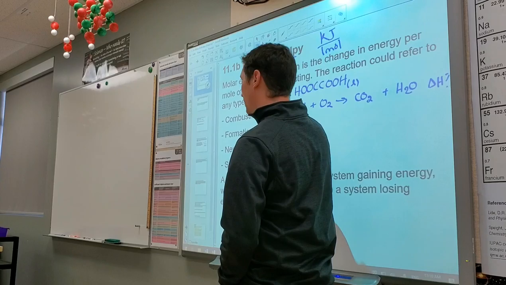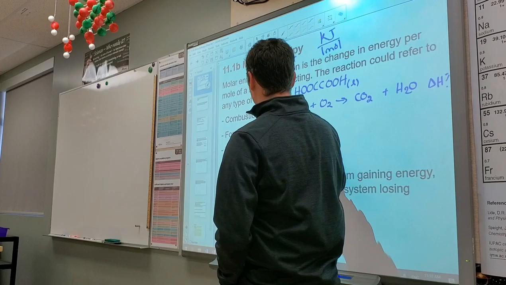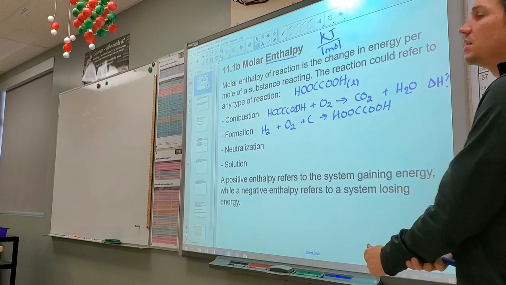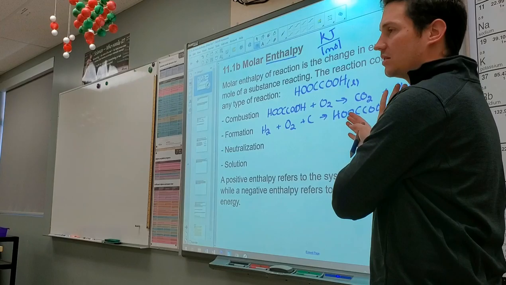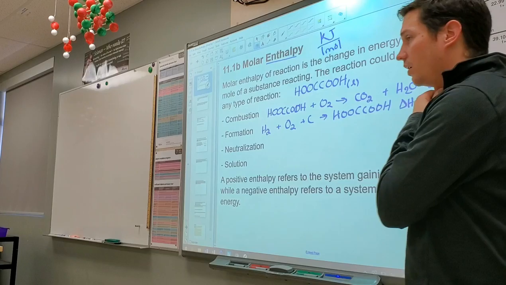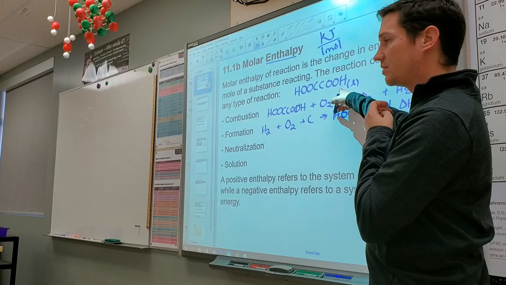For formation, how would this be formed from its elements? What elements do we need to form oxalic acid? Nope. We need hydrogen, oxygen, and carbon. A formation reaction is a very specific definition. We define formation reactions to be something being made from its elements. Now, obviously, this isn't balanced, and I don't care to balance it right now. That's not what I want to focus on. But this is going to have a very specific enthalpy as well.